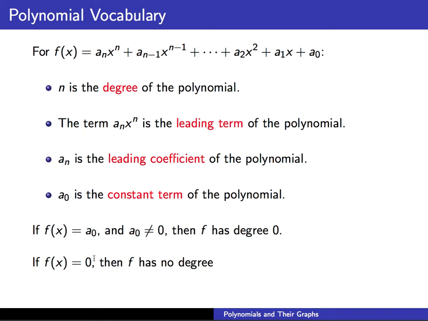If we have f of x equals 0, then f has no degree. So we saw in the last video that we could write f of x equals 0 as 0x to the n plus 0x to the n minus 1. So there's really no set number that we would raise our variable to as far as the power is concerned. So it has no degree if it's just f of x equals 0.